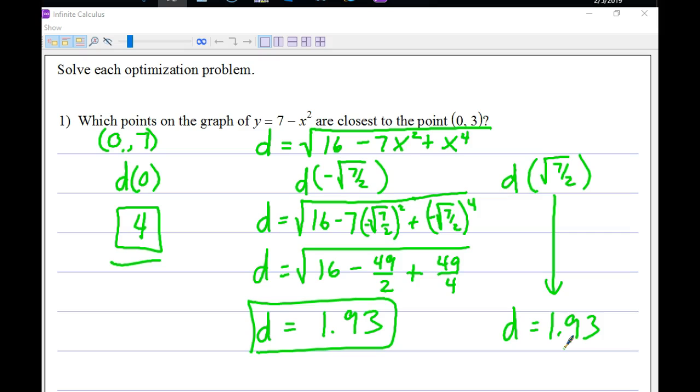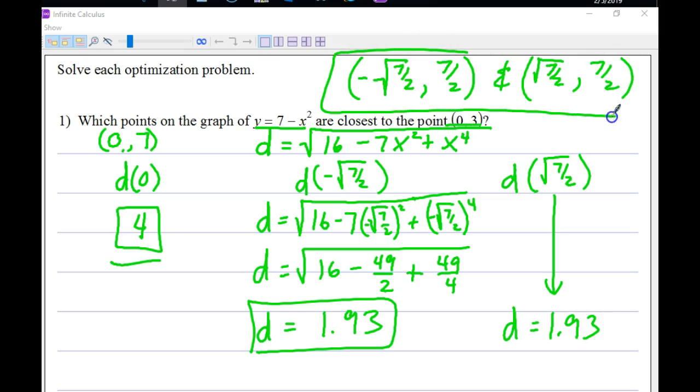So there are actually 2 solutions to this one. So which points on the graph of this are closest to this? Our answers were negative 7 root 2, and when we plug that in for y, I believe we got 7 halves. And the counterpart, the positive version of it, like that. So there's our final answer.